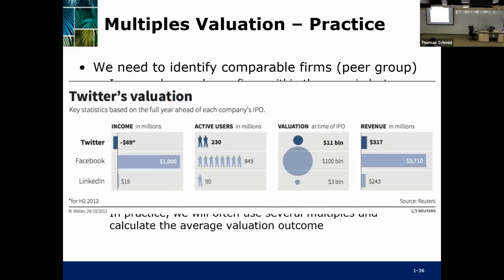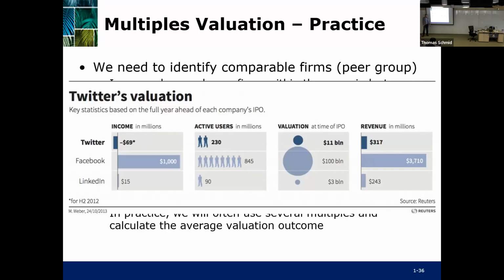This is another example of valuation that shows that sometimes you are a bit more restricted in which multiples you can use. This is Twitter's IPO valuation, when Twitter went public. It had a bit of a problem because the income was negative. Also, revenue was crazy low. So if they had used revenue or sales to predict Twitter's value, the value would have been very low. So what they did is they did a multiples valuation based, among others, on the number of active users.